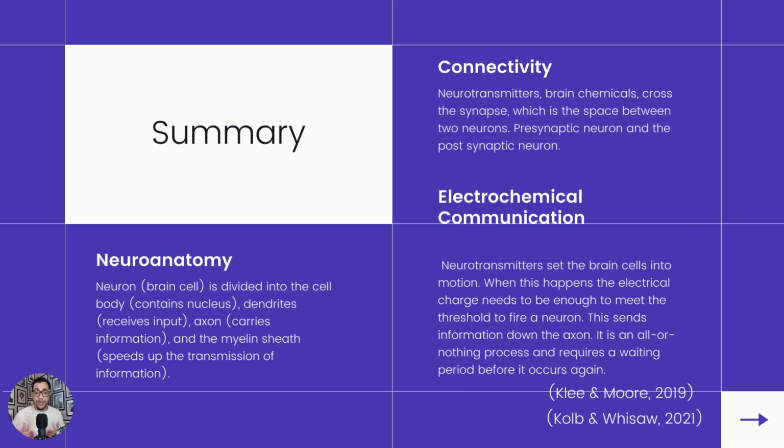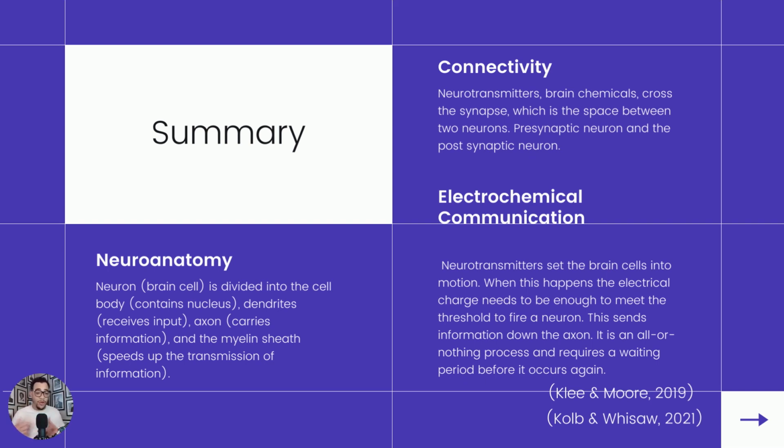receives the neurotransmitters, the axon, which carries the information, and the myelin sheath that speeds up the transmission of the information. This connectivity that's needed for this process to take place is neurotransmitters, which are brain chemicals that cross the synapses. Once again, that's that area between the quarterback and the receiver, that gap where the pass happens. And this is the space between the two neurons, the presynaptic neuron, which is the quarterback, and the postsynaptic neuron, which is the receiver. And then the electrochemical communication is where all this takes place and happens.